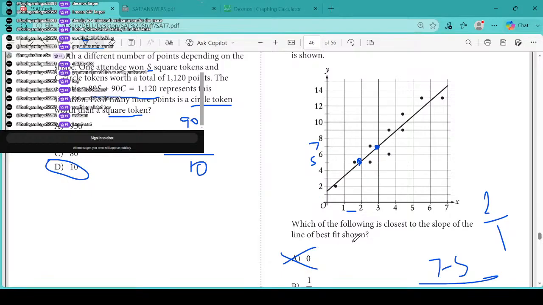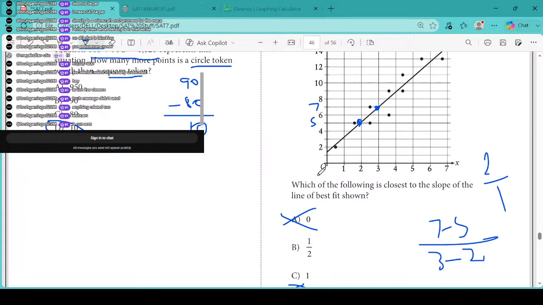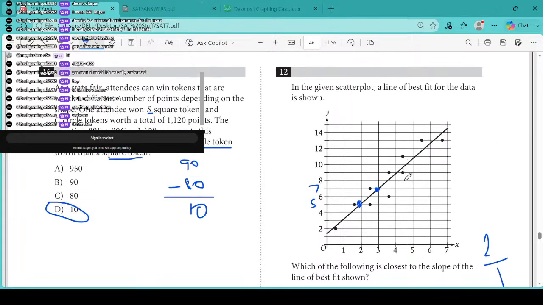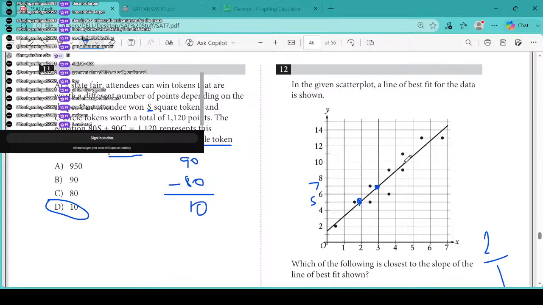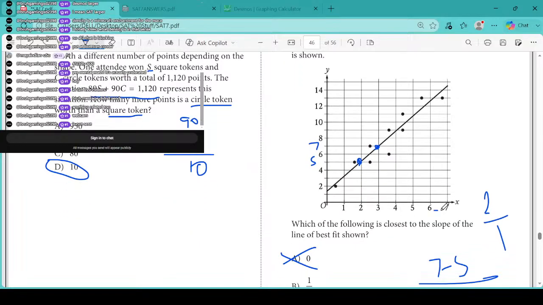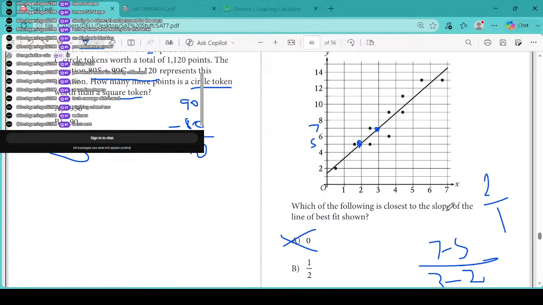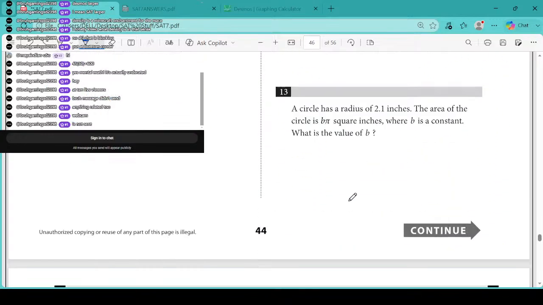So yeah, you probably would not want to eyeball every single graph you see, because look at this graph, right? This is really big and this is really small. So it doesn't look like the actual slope.